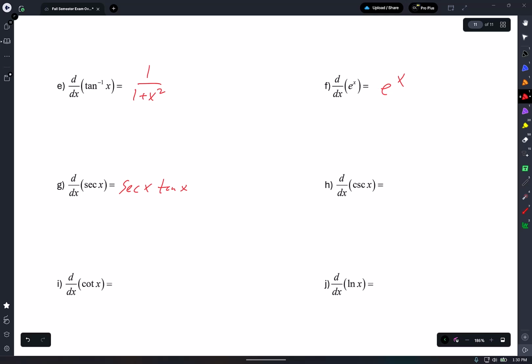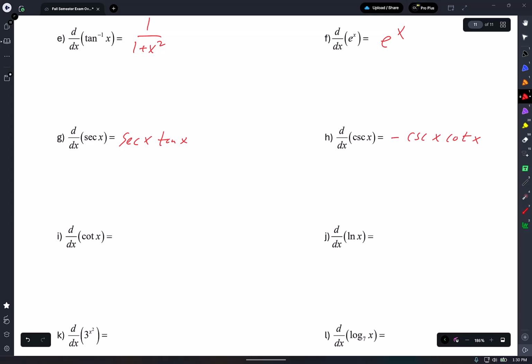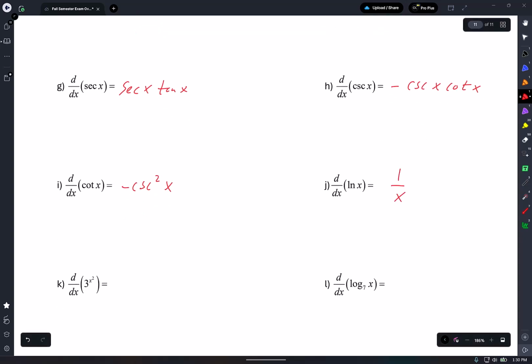The derivative of cosecant x is negative cosecant x cotangent x. The derivative of cotangent x is negative cosecant squared x. Anything that starts with letter c, when you take the derivative, is negative. The derivative of ln x is 1 over x.